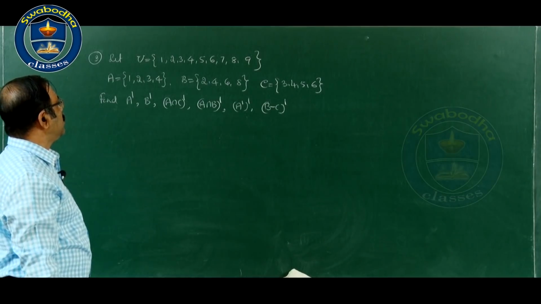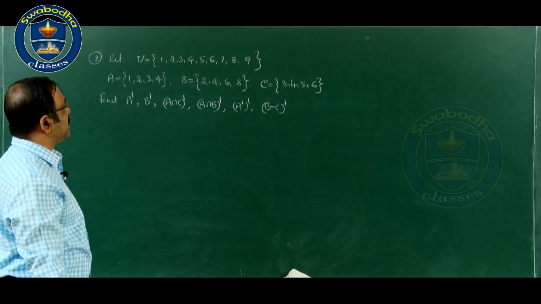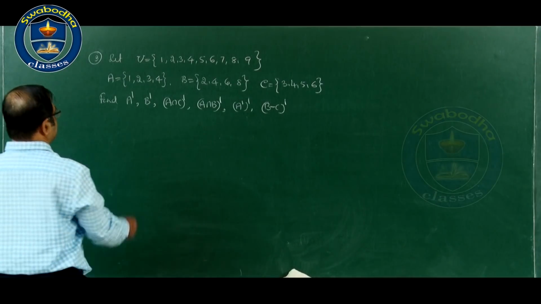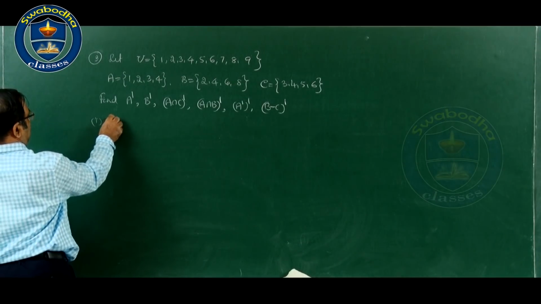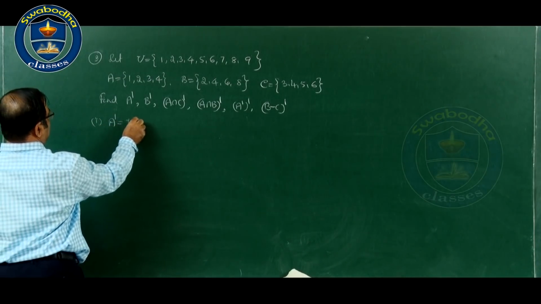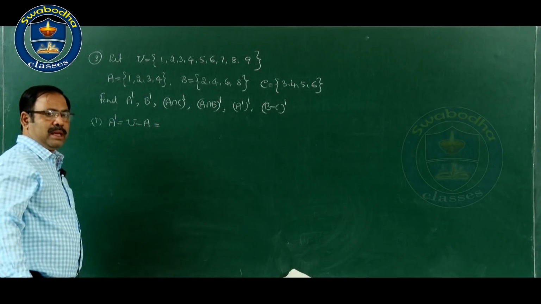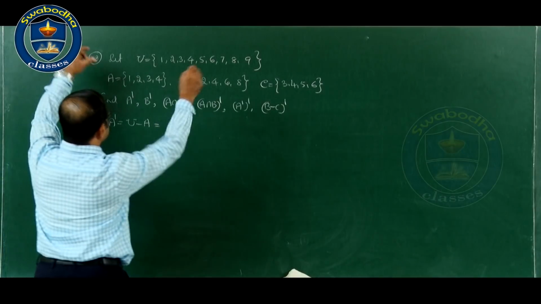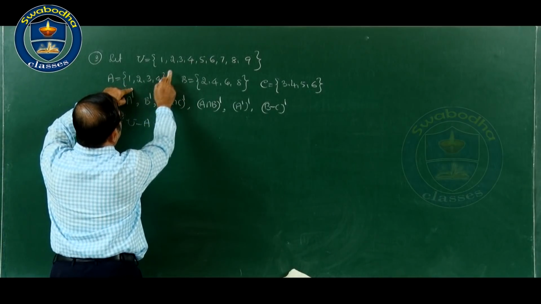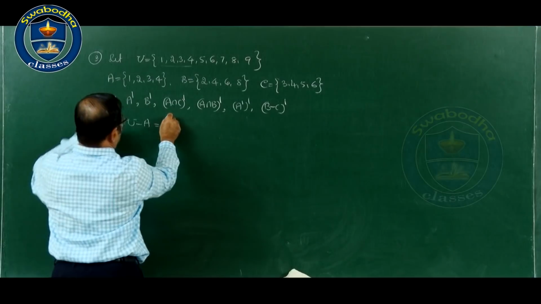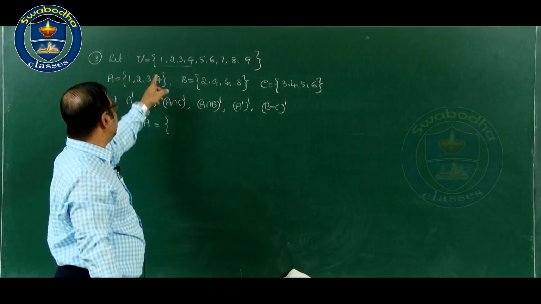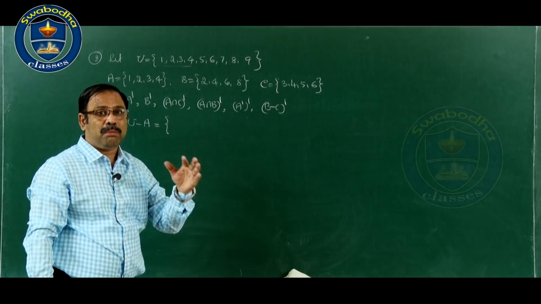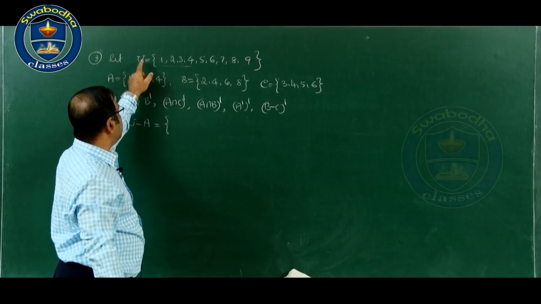Now U is equal to 1, 2, 3, 4, 5, 6, 7, 8, 9. First I am writing A complement. A complement means U minus A. What is U minus A? The common elements present in A and U, which are 1, 2, 3, 4, must be subtracted from U.